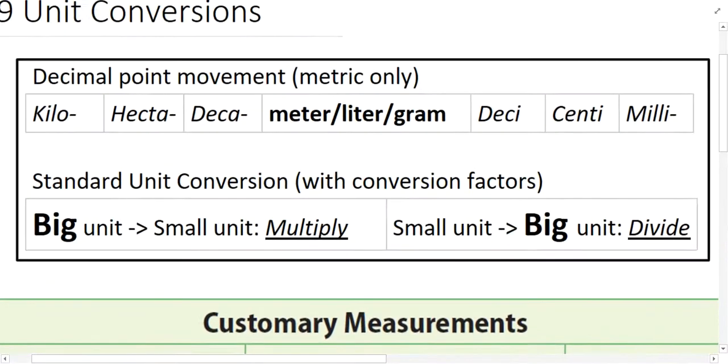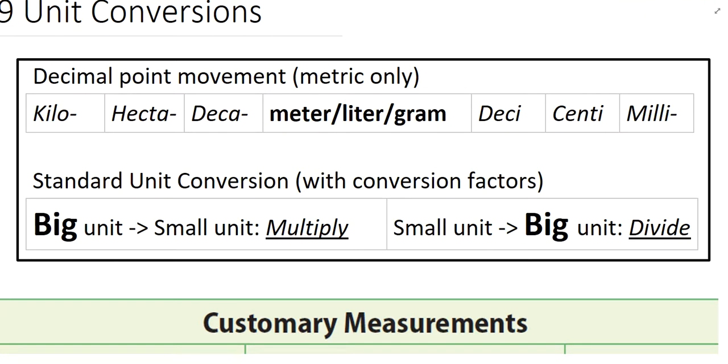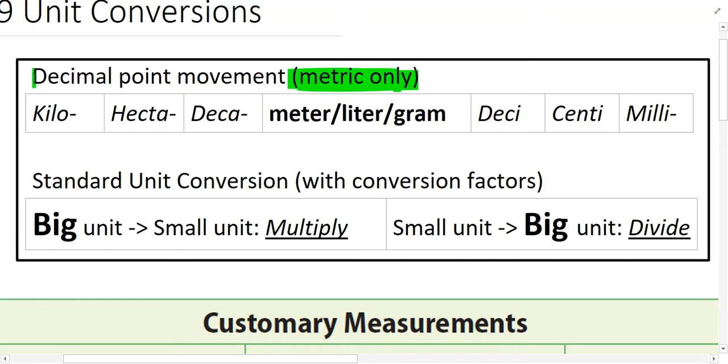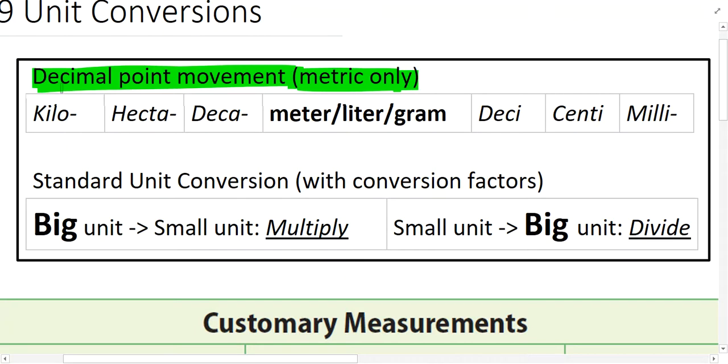But if we start here at the top of the handout, this pair of rules tends to be the ones that I reference the most. If you're dealing with two units that are both metric, then this top table is very, very helpful because anytime that you're converting metric units, all you really have to do is move a decimal point. And if you memorize this chart or print a copy of this chart in this order, then the movement between your units is described by the movement in this table.